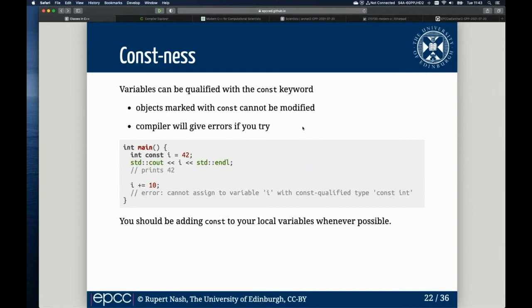And the compiler will give you errors if you try and do this. So for example, if I say I is a constant integer, and I'm going to assign it the value 42, I can print it quite happily, but I can't, for example, add 10 to it. I'll get an error saying something like cannot assign to variable I with const qualified type. And you need to be adding const quite a lot.